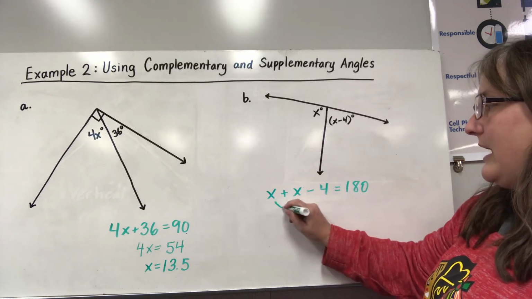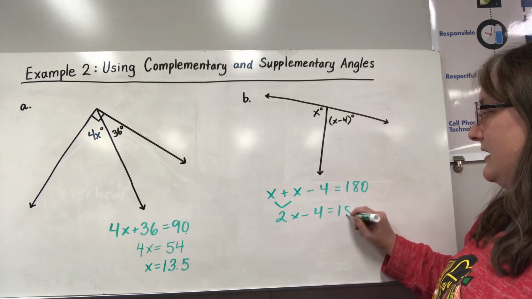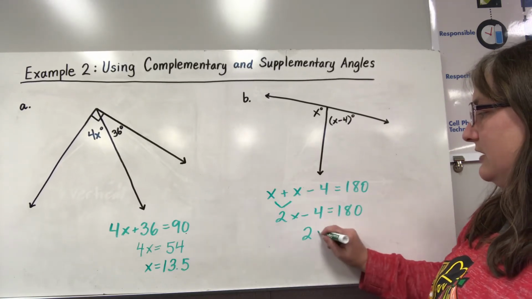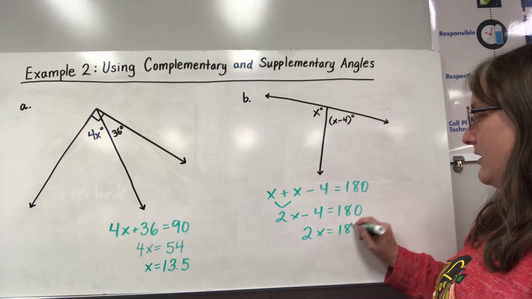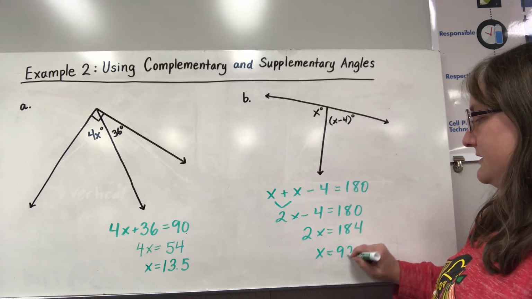So I'm going to do a little combining here. I've got 2x minus 4 equals 180. If I add 4 to each side, I get 2x equals 184. So the value of x in this case is 92.